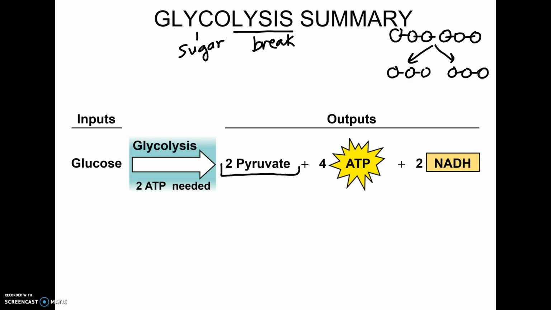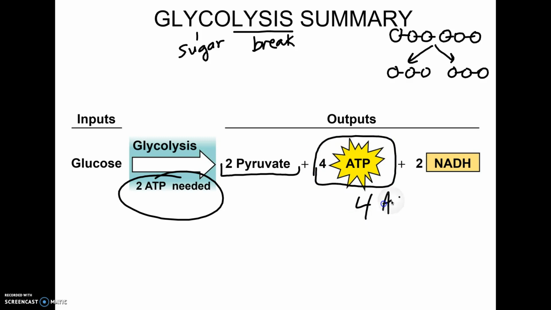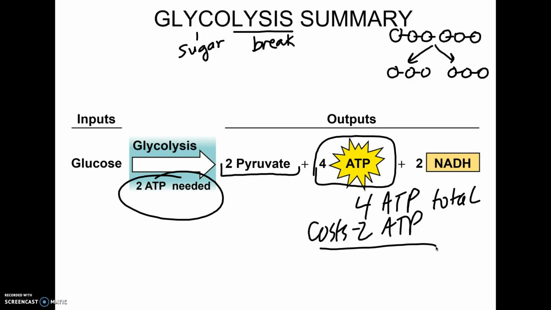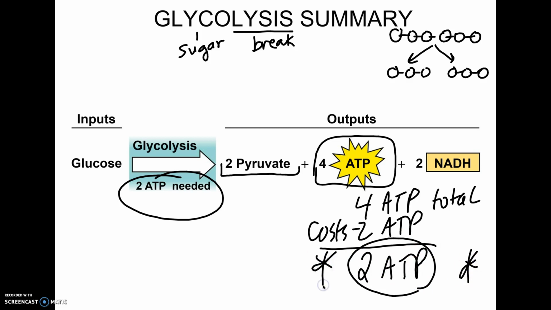Now, you'll notice it says here that it takes 2 ATP to get it started. But it says here that it makes 4. So it makes 4 ATP total, but it costs 2 ATP to get it started. So the net, and usually on a test they're going to ask you how many net ATP are made by glycolysis, and your answer is going to be 2. Only 2 net ATP are made because it actually costs 2 ATP to kickstart glycolysis.